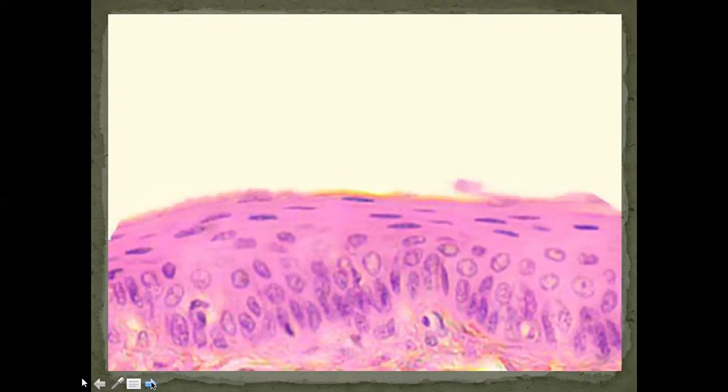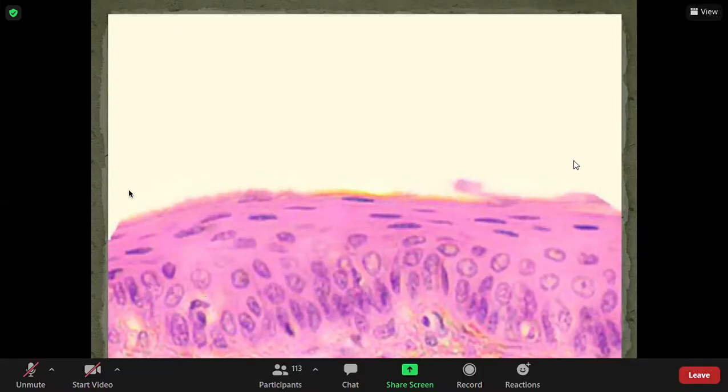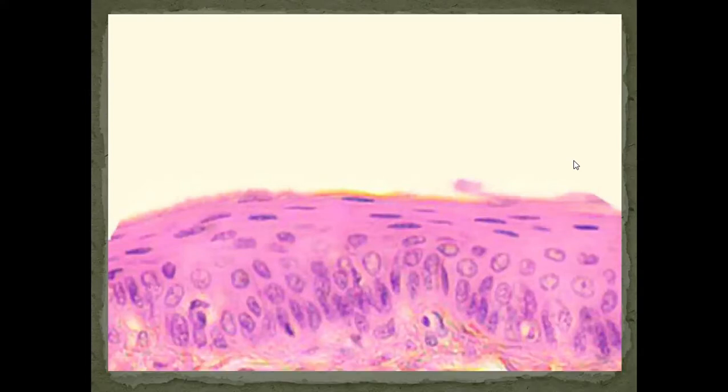I think that is stratified squamous. Okay, very good. Is it keratinizing or non-keratinizing? Keratinizing. Wait, non-keratinized. Okay, non-keratinizing. So you're right, stratified because why? Stratified, there are many different layers. Okay, why squamous? Why squamous?